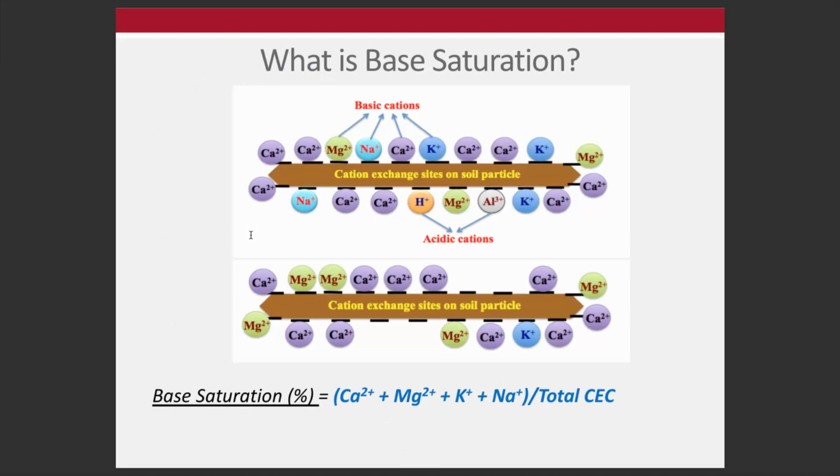So we've already talked about the next few slides, but I just want to make sure everyone's on the same page about this. So what is base saturation? Well, base saturation is simply the percentage of basic cations, calcium, magnesium, potassium, and sodium, that occupy the exchange sites. So it's calculated as base cations divided by the total CEC.